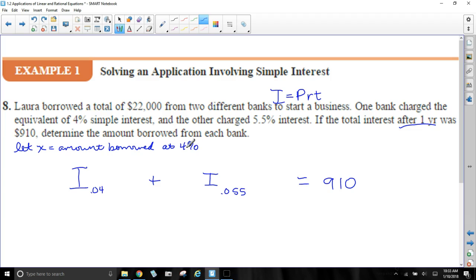Now, if we know X amount was borrowed at 4%, then the remaining amount of the $22,000 was borrowed at the 5.5%. Okay? If X is borrowed at 4%, then the total $22,000 less the amount borrowed at 4%, that quantity there, is going to be the amount borrowed at 5.5%.